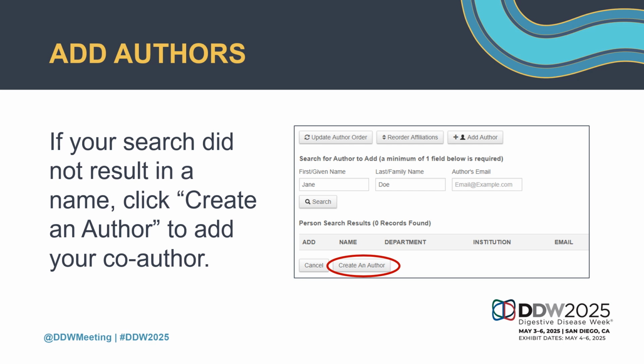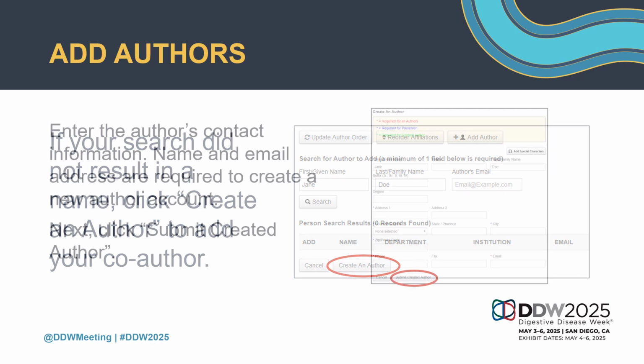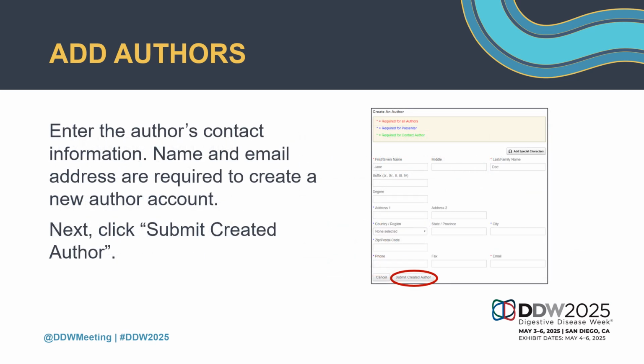If your search did not result in the correct author, you can create a new account for your co-author by clicking the Create an Author button. In the pop-up window, enter the author's name and email address. When complete, click Submit Created Author to add the author to your abstract.